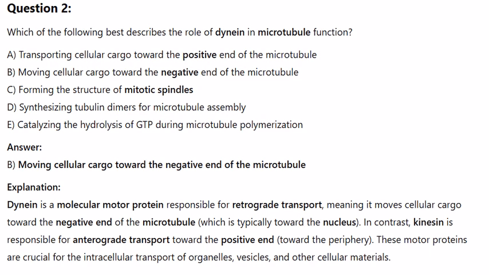Explanation. Dynein is a molecular motor protein responsible for retrograde transport, meaning it moves cellular cargo toward the negative end of the microtubule, which is typically toward the nucleus. In contrast, kinesin is responsible for anterograde transport toward the positive end, toward the periphery. These motor proteins are crucial for the intracellular transport of organelles, vesicles, and other cellular materials.